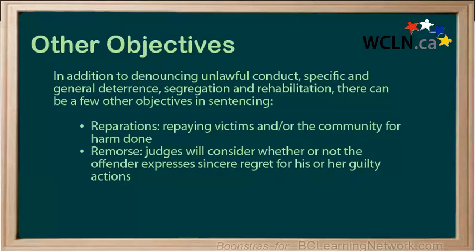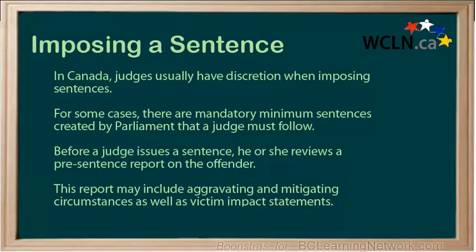In addition to denouncing unlawful conduct, specific and general deterrence, segregation and rehabilitation, there can be a few other objectives in sentencing. Reparations: repaying victims and/or the community for harm done. Remorse: judges will consider whether or not the offender expresses sincere regret for his or her guilty actions. In Canada, judges usually have discretion when imposing sentences. For some cases, there are mandatory minimum sentences created by Parliament that a judge must follow.